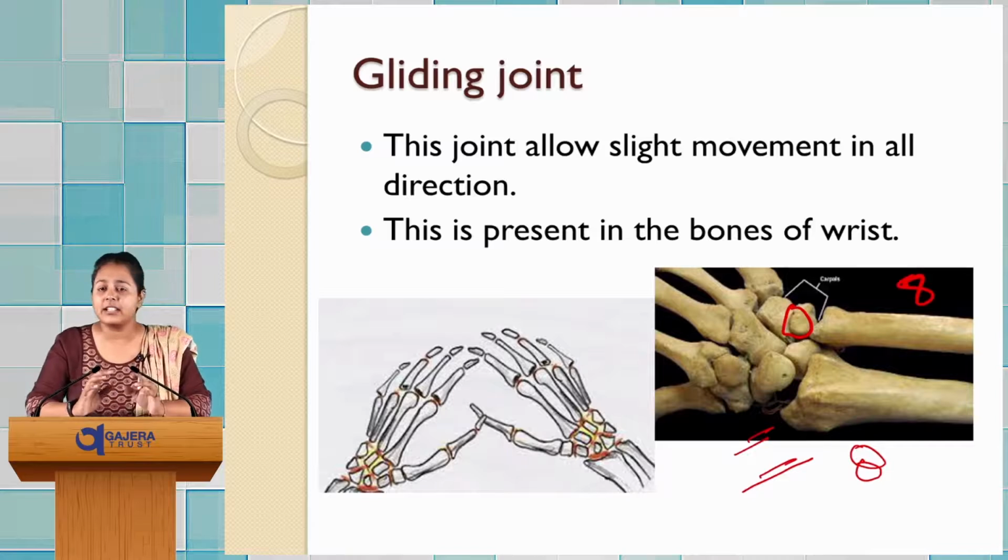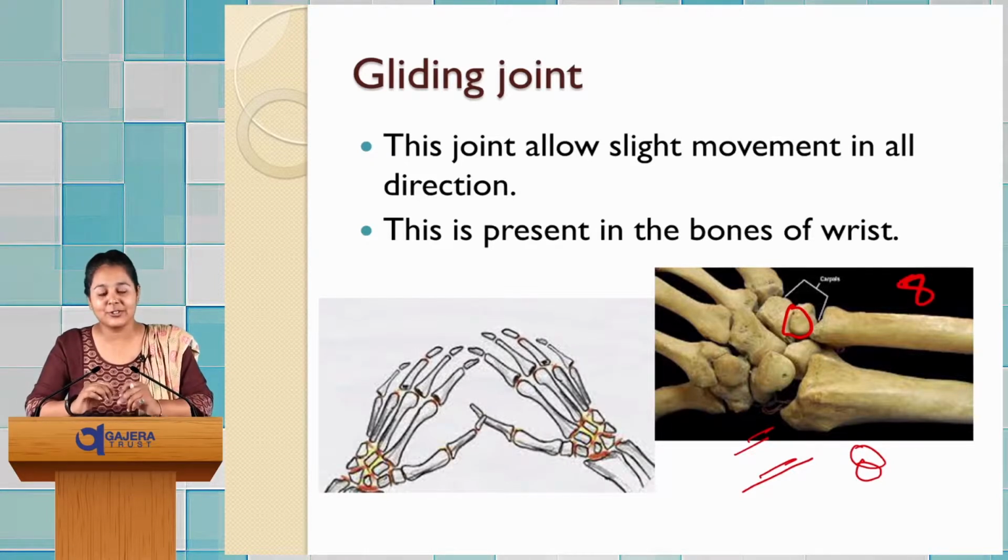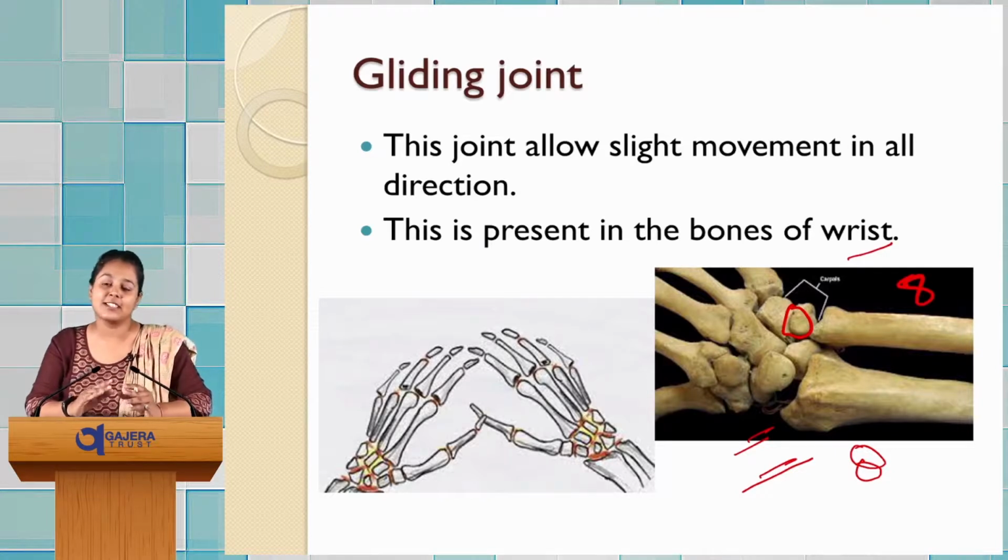This joint does not require any special structure or any special spaces. This joint simply has smooth bones which can slightly glide and move on top of each other. It is present in our wrist, as you can see over here. Along with the wrist, it is also present in our ankle. That is why with our feet, we can move or rotate them in all the directions.